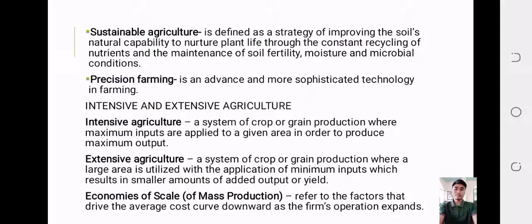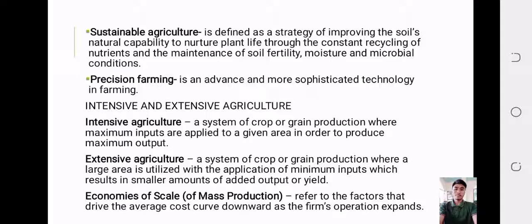Sustainable agriculture is defined as a strategy of improving the soil's natural capability to nurture plant life through the constant recycling of nutrients and the maintenance of soil fertility, moisture, and microbial conditions. Precision farming is an advanced and more sophisticated technology in farming. The intensive and extensive agriculture.